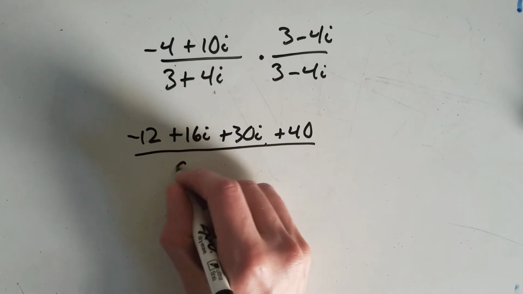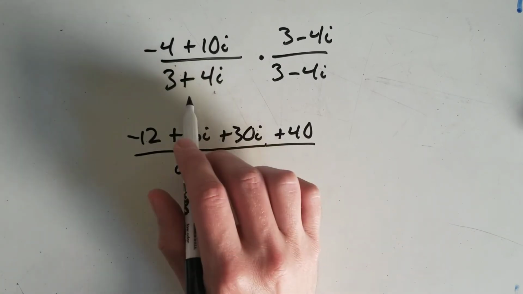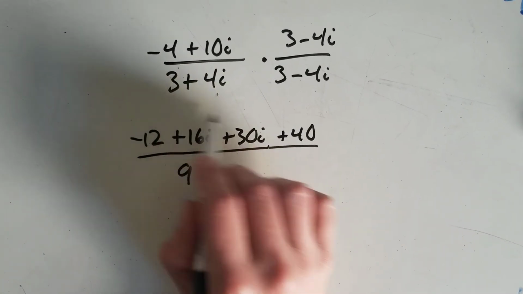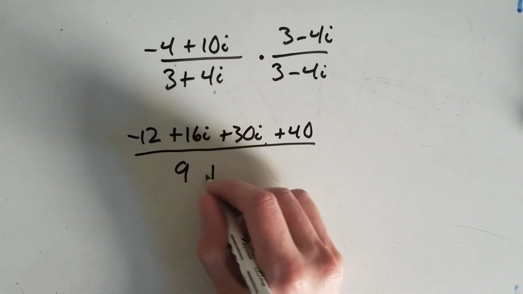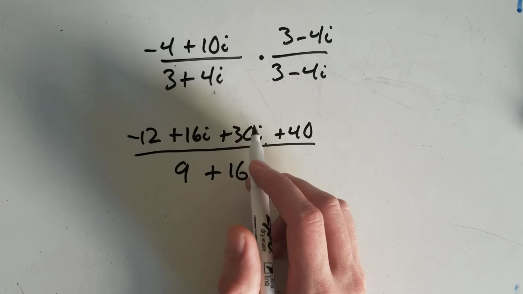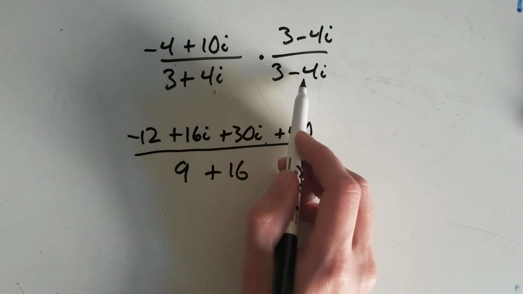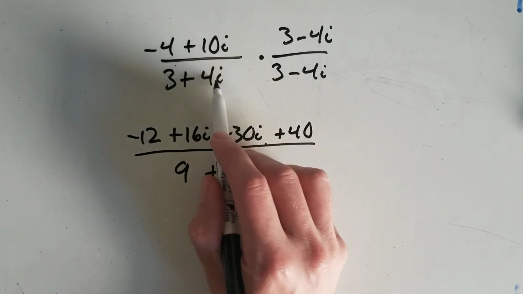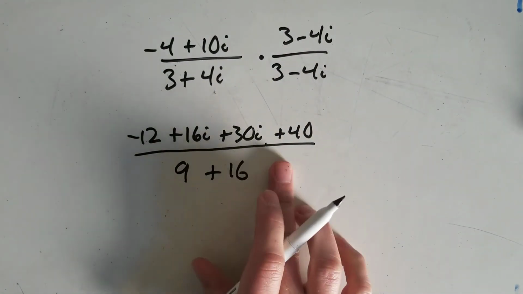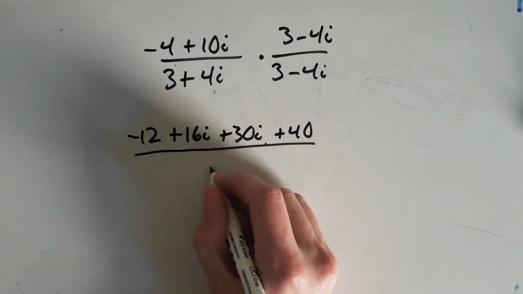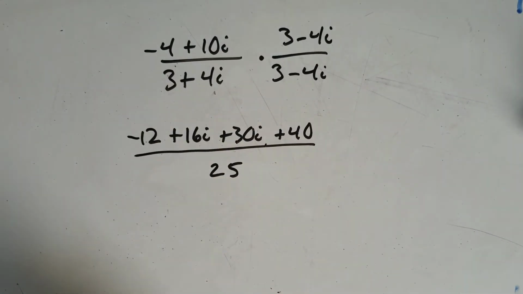On the bottom, you'll end up with 9. And then again, you're going to have that minus 12i plus 12i, they'll cancel, but you'll have a plus 16 as your last term. 4 times negative 4 is negative 16, but you'll have i squared, which is negative 1, giving you the positive 16. So on the bottom, we can simplify that to a 25.